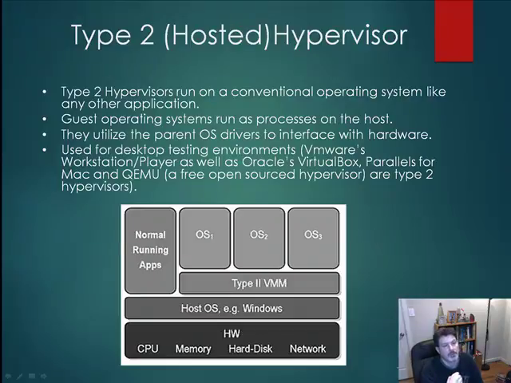So, environments that use Type 2 hypervisors include Workstation, Workstation Player, Oracle's VirtualBox, Parallels for Mac, and QEMU, which is really a free open source hypervisor. These are all Type 2 hypervisors. They are used extensively in a lot of markets out there, and a lot of IT shops are using Type 2 hypervisors for testing, for doing development, and so on and so forth.